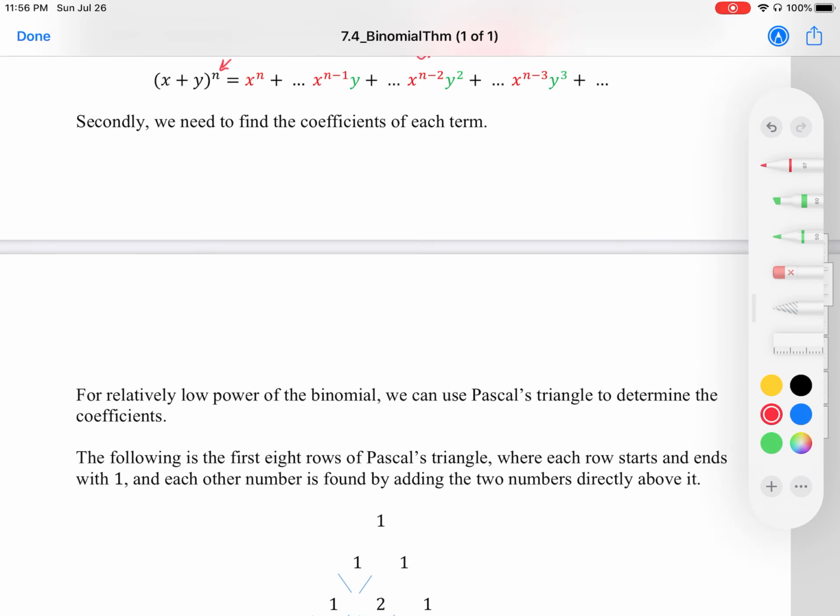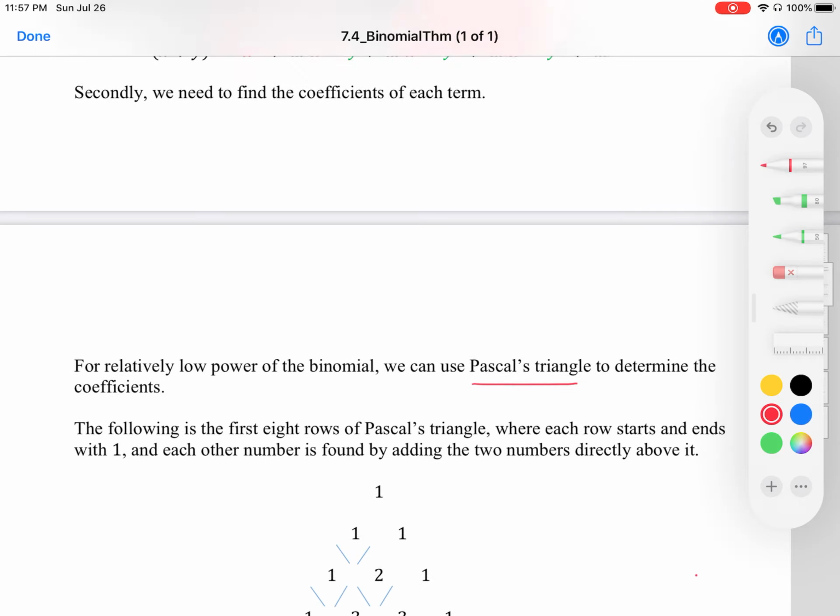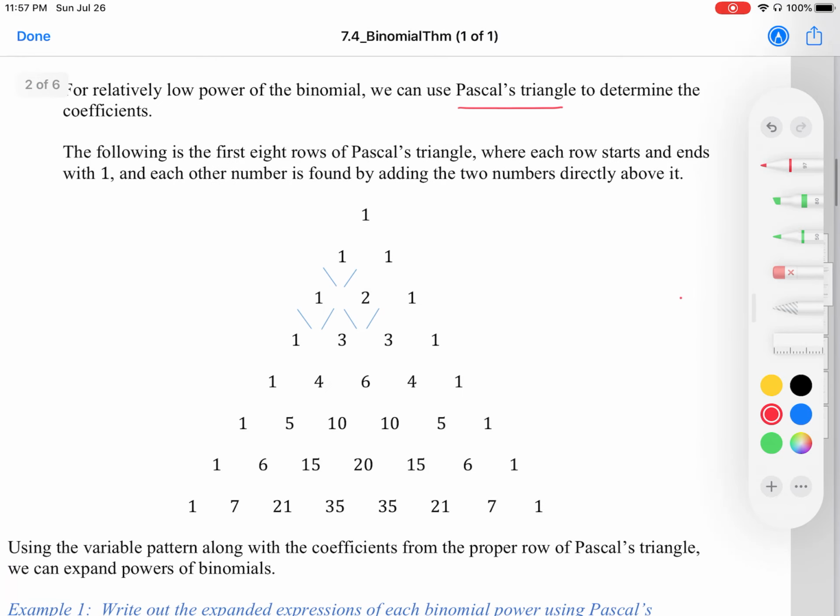Secondly, we need to find the coefficients of each term. For relatively low powers of the binomial, we can use Pascal's triangle to determine the coefficients. The first row of Pascal's triangle is 1, where each row starts and ends with 1, and each other number is found by adding the two numbers directly above it. So let's take a look at Pascal's triangle. You build it by writing a 1, and then you enclose it with 1s. Starting with the 1, now I want to look at the numbers directly above it.